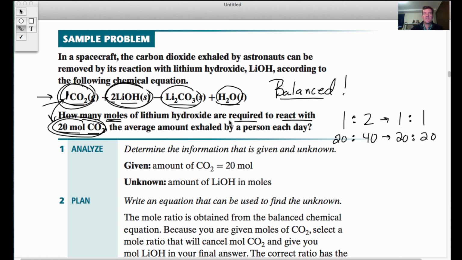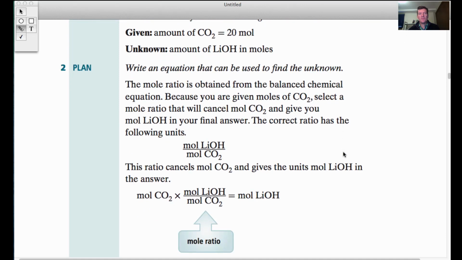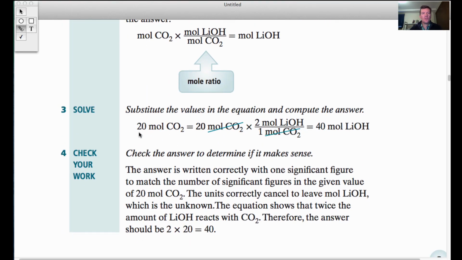And what is the question? How many moles of lithium hydroxide? That's this one. Well, it's got to be 40. Okay? It's got to be 40. Now, using a ratio, I'll show you the calculation that you might like to use. It simply looks like this. We are told that we have 20 moles of carbon dioxide.